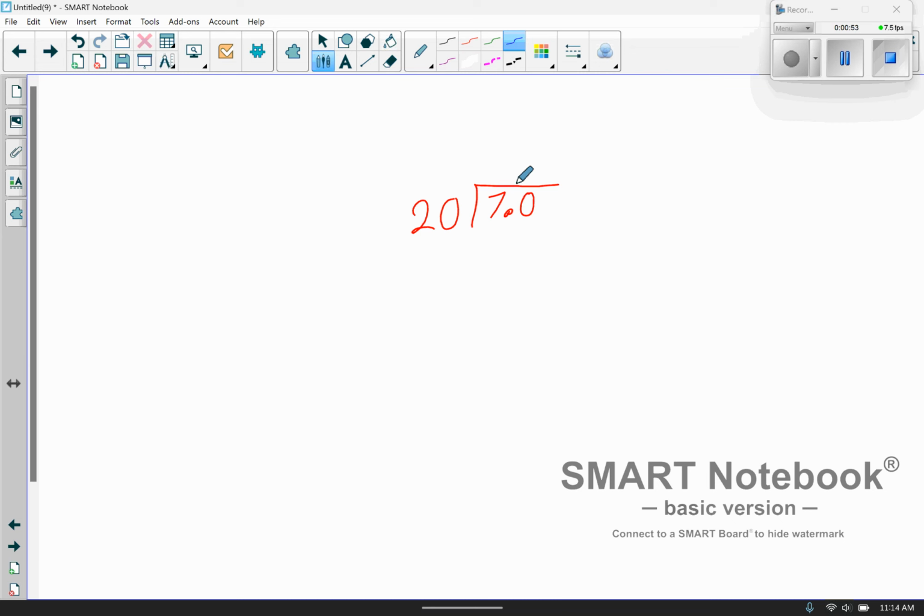Then 20 goes into 70 3 times. Then we'll subtract 60 from that, and that will leave us with 10. Then 20 cannot go into 10, so we're going to add another place value. Then 20 can go into 100 5 times. So we're going to get 0.35 here. Okay, so let's go back to our slide here.